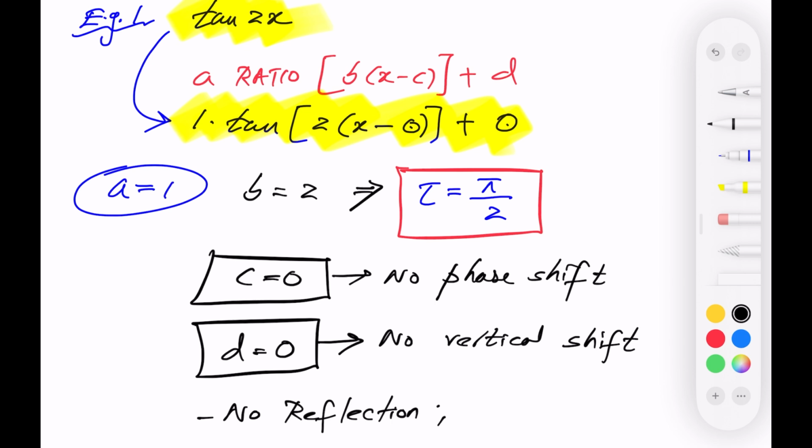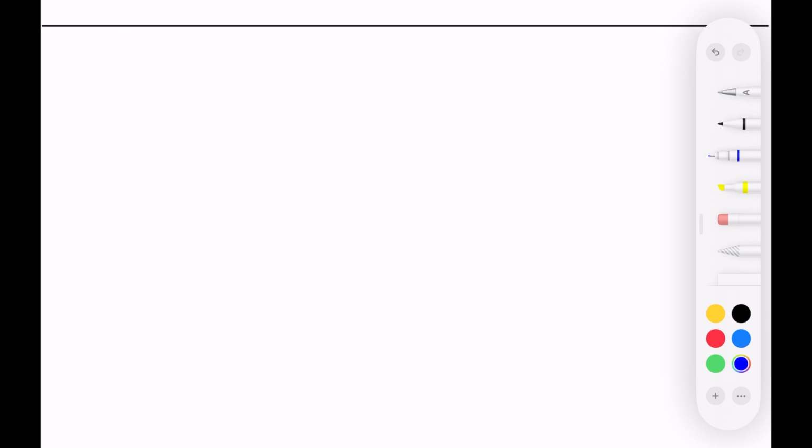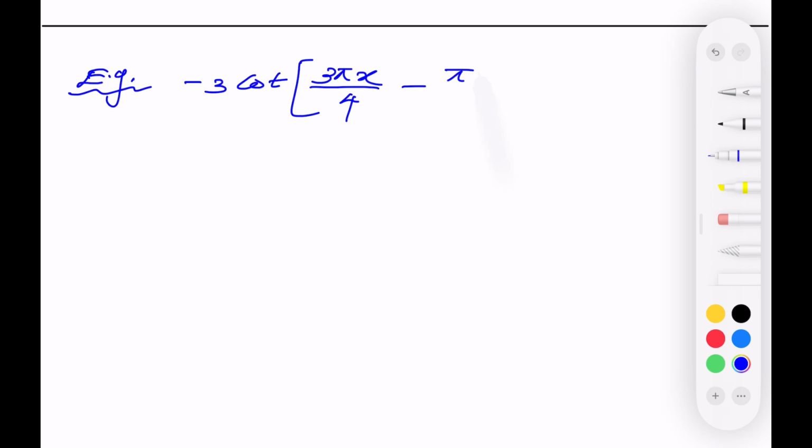Alright, now we will do another example. Here is your example number 2. Determine the period and the other characteristics of -3 cotangent, 3 pi x over 4 minus pi over 8, close brackets, plus 10. Now I need to determine the period, whether there is a phase shift, whether there is a vertical shift, whether there is reflection in this function.